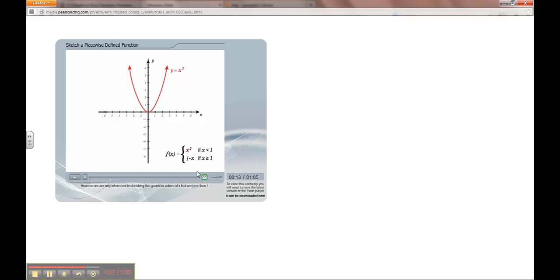I'm going to pause that for a minute. I want you to notice something. Look at the top piece. See, it has x less than 1, and the bottom piece is if x is greater than or equal to 1. So you're going to see when they graph the top piece, they're not going to include the point where x equals 1 because x equals 1 is in the bottom piece but not the top. Okay? All right.